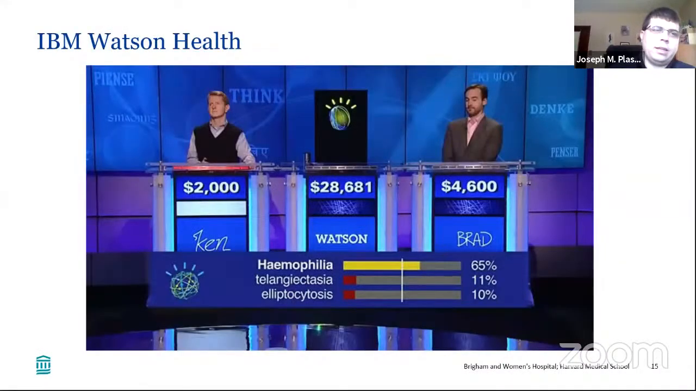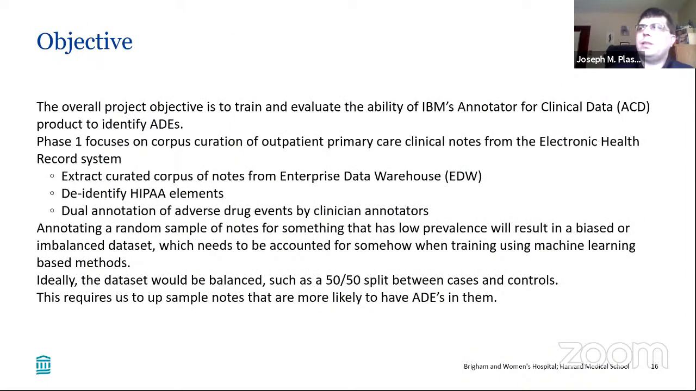The tool that we're looking at later in this study is one from IBM. In 2011, IBM's computer named Watson won Jeopardy. Watson is a question answering program that utilizes natural language processing, which is a form of artificial intelligence, to retrieve facts within documents and guess an answer. We have a slightly different product that we're analyzing here for our study, which is IBM's Annotator for Clinical Data, ACD, which is related to that IBM Watson system.